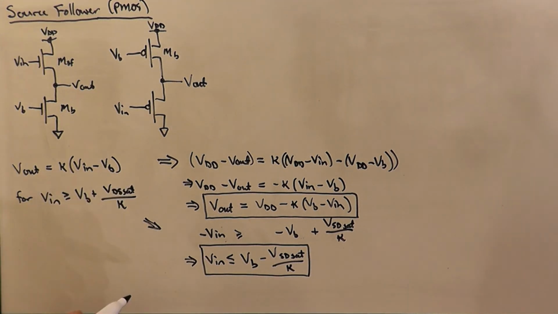So without having to go through the EKV model and writing down the log squared 1 plus e to the x over 2, yada yada yada.